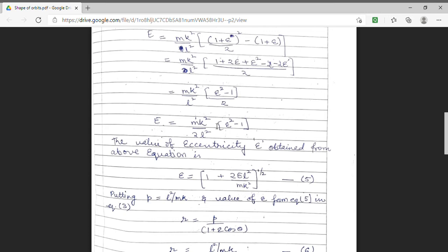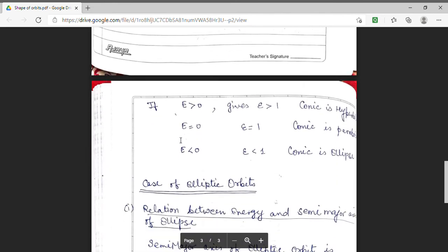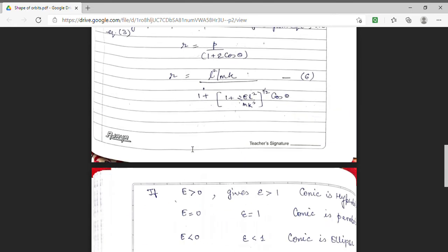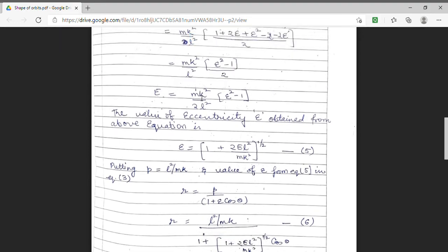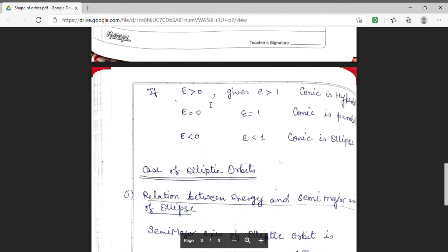Now, I am taking a situation in which the total energy E is 0. Then in this condition, epsilon will be 1. And epsilon equal to 1 gives me the shape of a conic section which is parabolic. In the third case, I have a situation in which the total energy will be less than 0. That means from the equation we can see that total energy less than 0 corresponds to a situation in which epsilon is less than 1. That means the shape of the orbit will be elliptical.